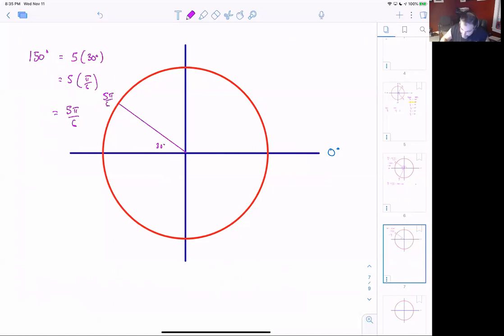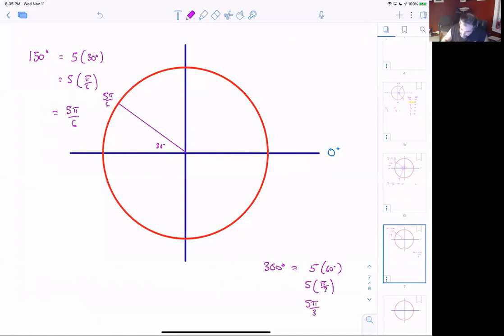All right. What if you asked me to do a 300-degree angle and change that to a radian? Well, 300 degrees, I'm thinking about this one and I'm like, oh, that's going to be 5 60-degree angles. So this is going to be 5 times a pi over 3, because a 60 is a pi over 3. So that will be 5 pi over 3.